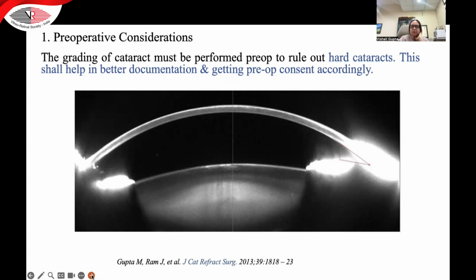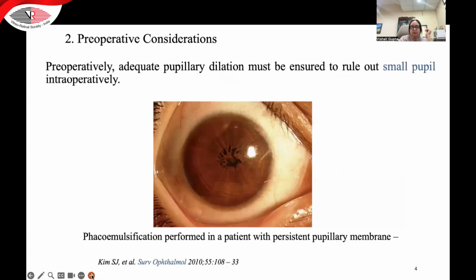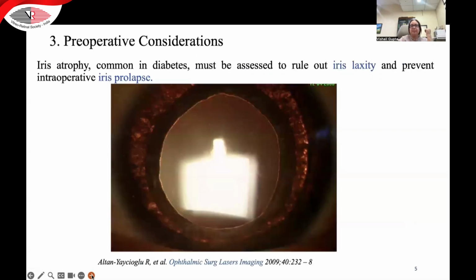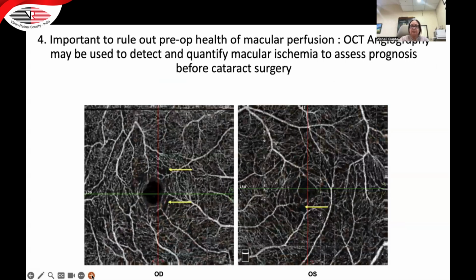The first is a very good preoperative evaluation to look at the grade and the hardness of the cataract so that you can give a realistic goal to the patient. Preoperatively, pupillary dilation is important, so make sure to assess that the pupil dilates very well. Many a times, these patients might have transillumination defects in the iris, which means you can expect more intraoperative iris prolapse and be ready for it.